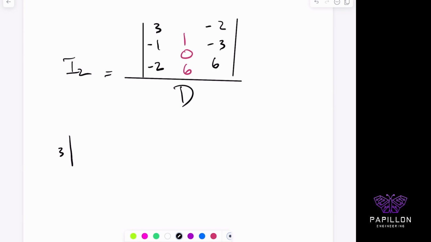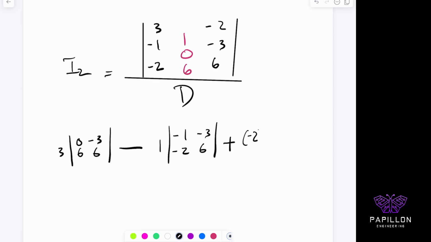So we're going to have here 3, 0, 6, minus 3, 6. Then it's going to be subtracted from 1 times minus 1, minus 2, minus 3, 6, plus, then it's going to be minus 2, and then minus 2, then minus 1, minus 2, 1, and 0. Okay, just eyeball that quickly to make sure I make no silly mistakes.